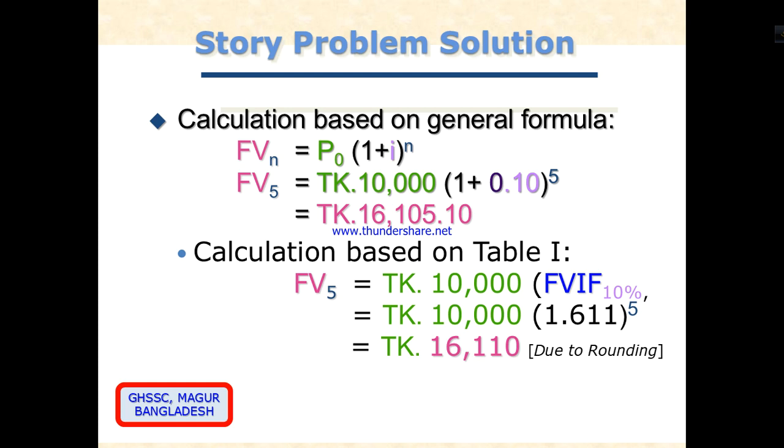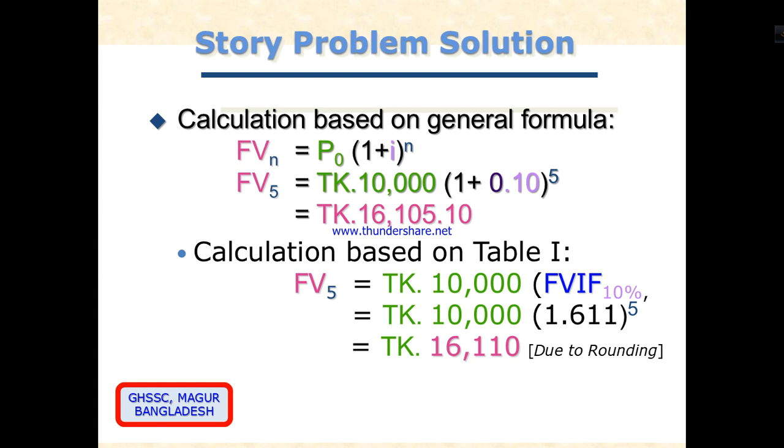Calculation based on the table. If we want to use the future value interest factor table, then what will be the result? Base amount 10,000 taka, and at the end of the 5 years, by 10%, the respective amount given is 16,110 taka. Very similar; some figures may not be adjusted exactly, but it is about similar. So there is a difference of about 4.90 taka between the two figures.